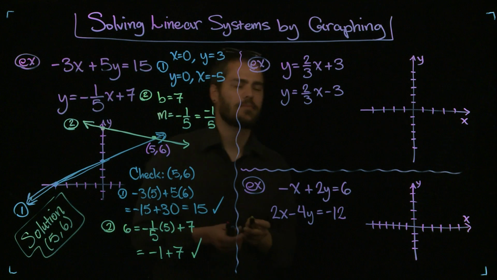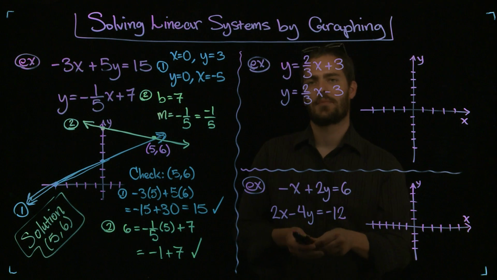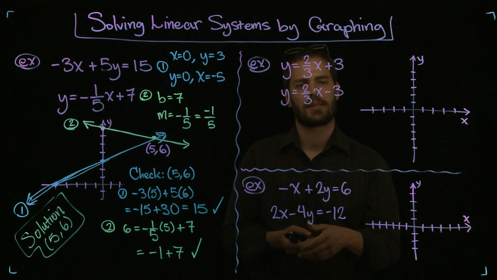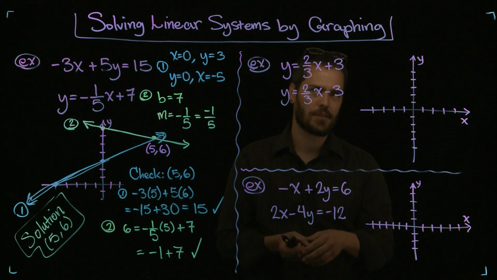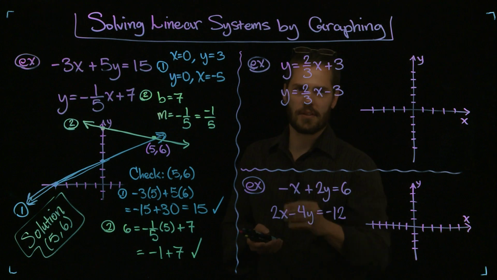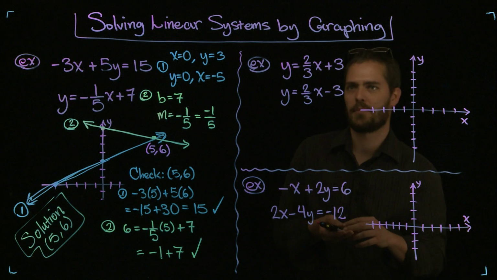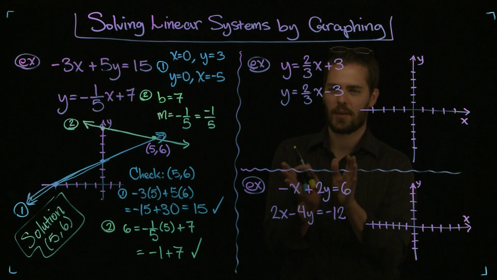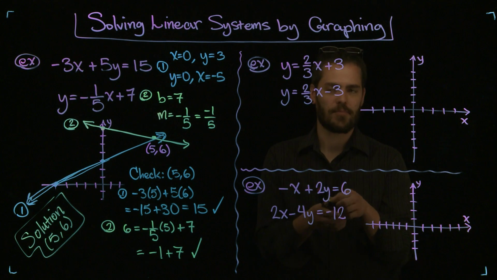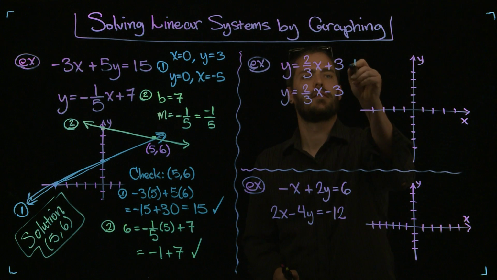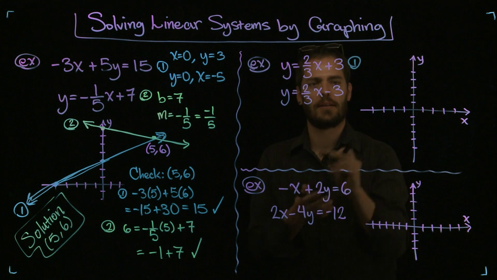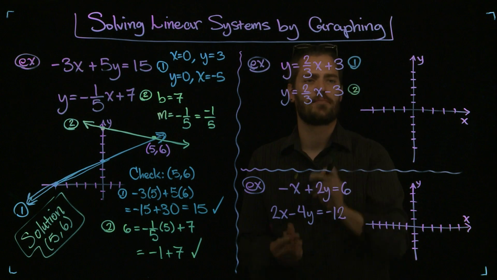All right. Let's take a look at our next example. y equals 2/3 x plus 3, y equals 2/3 x minus 3. Both of those are in the slope-intercept form, and you may be coming to the conclusion already, but I just wanted to point it out to make it clear. Let's graph line number 1. I'll also label my line number 2.